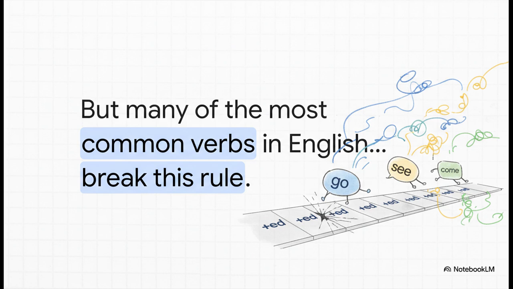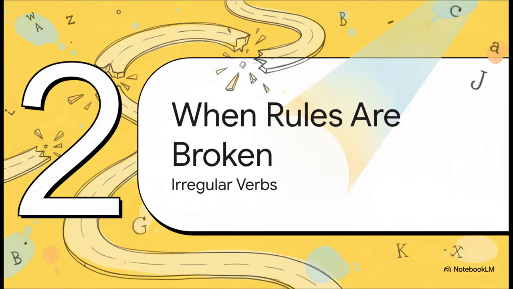Love it. And here is where the plot thickens. Because just when you're getting all cozy with that nice, neat ed rule, you run smack into a whole group of verbs, and a lot of them are the ones we use constantly, that just refuse to follow it. Yup, these little rule breakers have a name, irregular verbs. And getting a handle on them is a major key to unlocking English that sounds fluent and natural. So let's go ahead and put them in the spotlight.